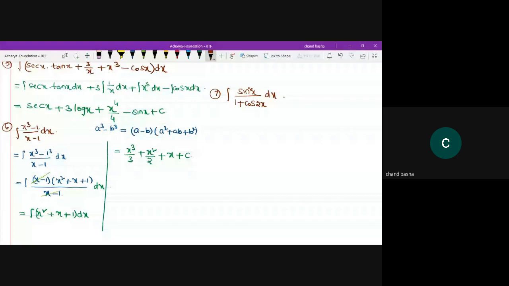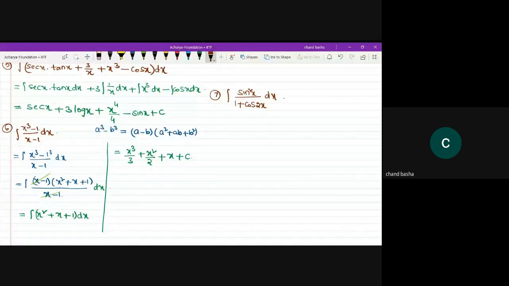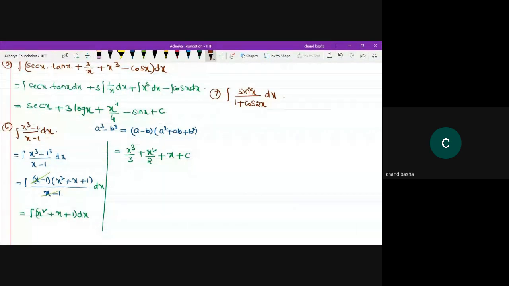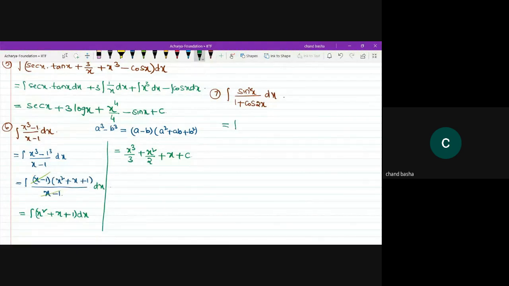Just now I have given few of the identities. Don't forget them. Can I write 1 plus cos 2x as 2 cos square x? So this is sine square x divided by 2 cos square x. Oh, okay, sir. This is equal to 1 by 2 outside. Integral sine square upon cos square means it is tan square x into dx.